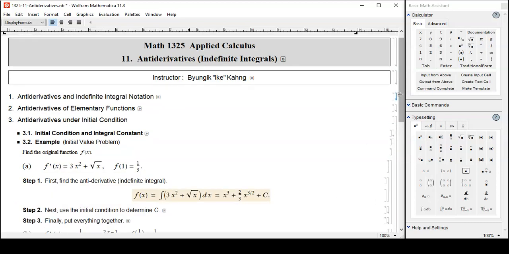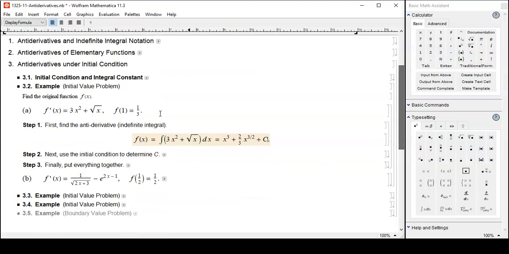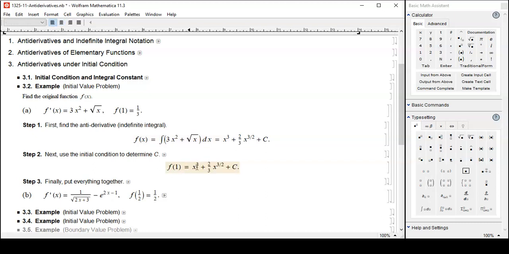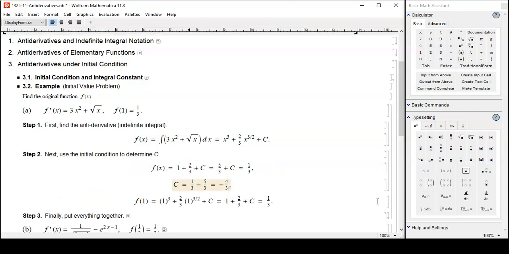Well, here's the antiderivative computation. And then we want to use this initial condition, right? F of 1 is therefore copy and paste everything here, and in place of x we have 1 to the third power, which is 1, and 1 to the 3/2 power, that 2 is 1. So basically we have 1 plus 2/3 plus c, and that's equal to 1/3, and from here you can solve for c. If you do it right, you're going to get c equals to -4/3.